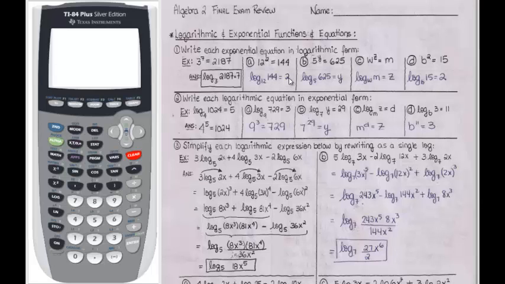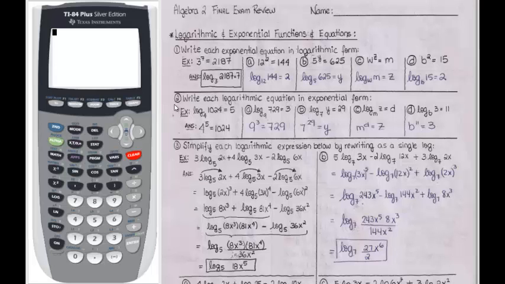equals the exponent 2. On the next one, I have a log of base 5, the answer is 625, equals the exponent y. The next one would be log of base w, the answer is m, equals the exponent z. And the last one, log of base b, the answer is 15, equals the exponent 2. Okay, so on the final exam I'm going to ask a question similar to this, and it's going to be multiple choice.